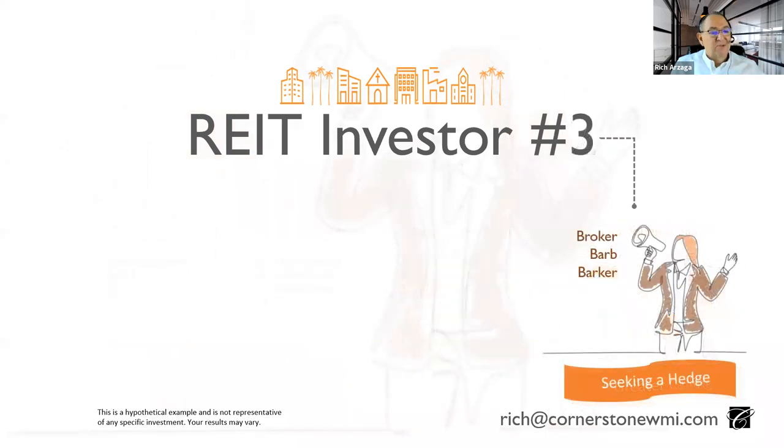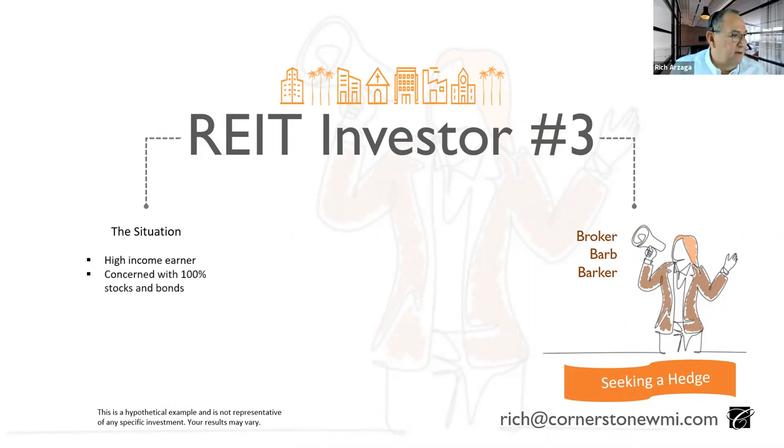Okay, last one is a single woman named Broker Barb Barker. I don't know why I made that so tough for myself. She's seeking a hedge, and let's see what that means. Her situation is that she's a high income earner. All right. She is 100% in stocks and bonds. So she can relate to real estate because she sells it. She's a real estate broker. She's Broker Barb.